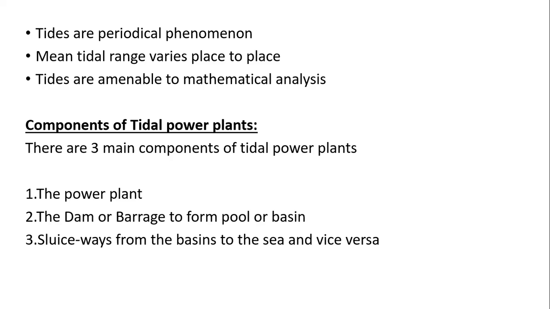Next, the components of a tidal power plant. There are three main components of tidal power plants. The first one is the power plant. The second one is the dam or barrage, also called a low wall, constructed to form a pool or basin. And the third main part is the sluiceways from the basins to the sea and vice versa.